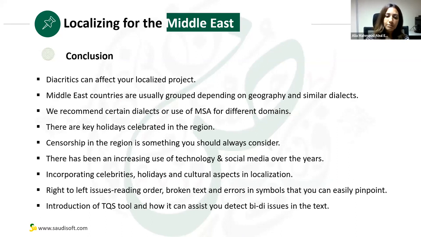There's a growth when it comes to technology and social media in the region over the years. And booming industries in the region include, but are not limited to, e-commerce, media, and gaming. Most importantly, we discussed how you can identify issues in localization, such as broken text and errors in symbols. And lastly, we introduced TQS, which is a free tool that can help in detecting bi-directional issues in text.